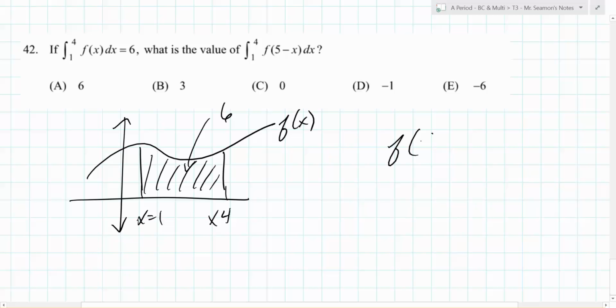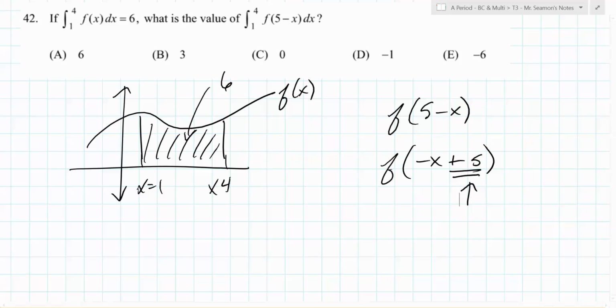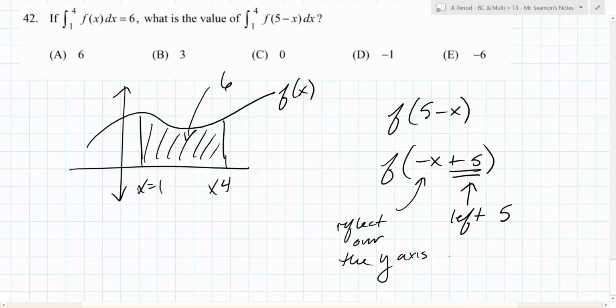So what does it mean by f of 5 minus x? What does that mean? You have to be careful. This is really like negative x plus 5. What does the plus 5 do? I think it's left 5, right? Isn't it left 5? Correct? And then what does that negative do? Reflect over what? I think it's the y-axis, right? Because anything you plug in for like 5 is going to behave like negative 5.